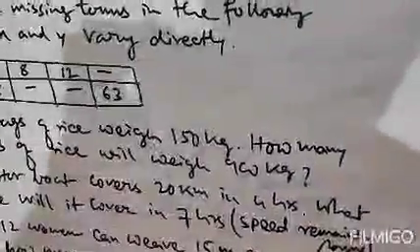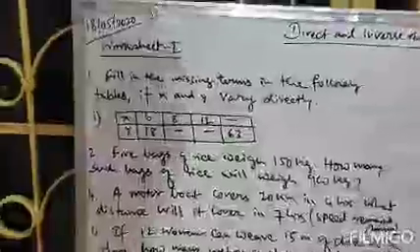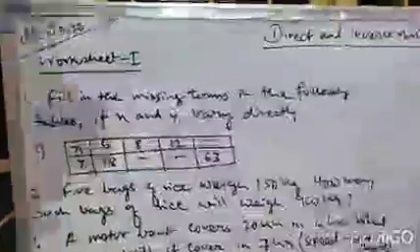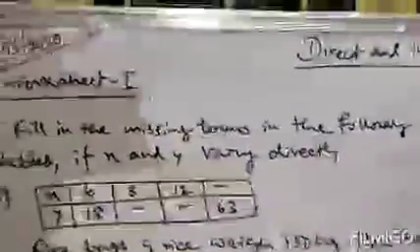Clear? Now we will solve questions from worksheet 1. This is direct variation. Just solve these questions and you will have a better idea of how to solve them. Question number 1 from worksheet 1: fill in the missing terms in the following tables if x and y vary directly. It is clearly mentioned that x and y vary directly.